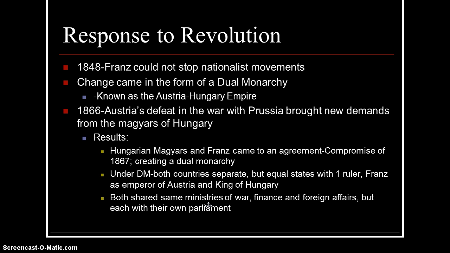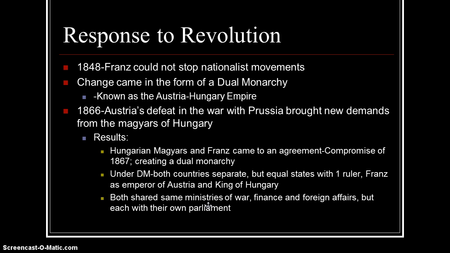In 1866, Austria's defeat in the war with Prussia brought new demands from the Magyars of Hungary, and the result was that the Magyars and Austria came to an agreement called the Compromise of 1867. And this compromise created a dual monarchy.